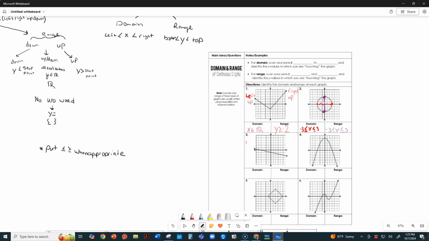Okay, this arrow is on my left side, so I'm going to write left. And which direction is that arrow pointing? It's pointing up. And this arrow right here is on the right side of my graph, so I'm going to put right. And which direction is it pointing? It's pointing down. Okay, so for this one, look at the left and right words. I used them both. So my answer is all real numbers. The range, I use both up and down. Anytime I use up and down, the range is all real numbers.